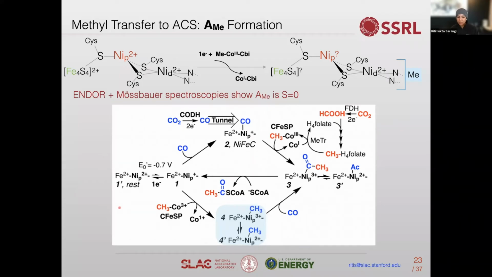We are arriving at a mechanism where, again, we start from a resting form, which is iron 2+, nickel 2+. We do a 1 electron reduction, which this electron reduces it to this form.